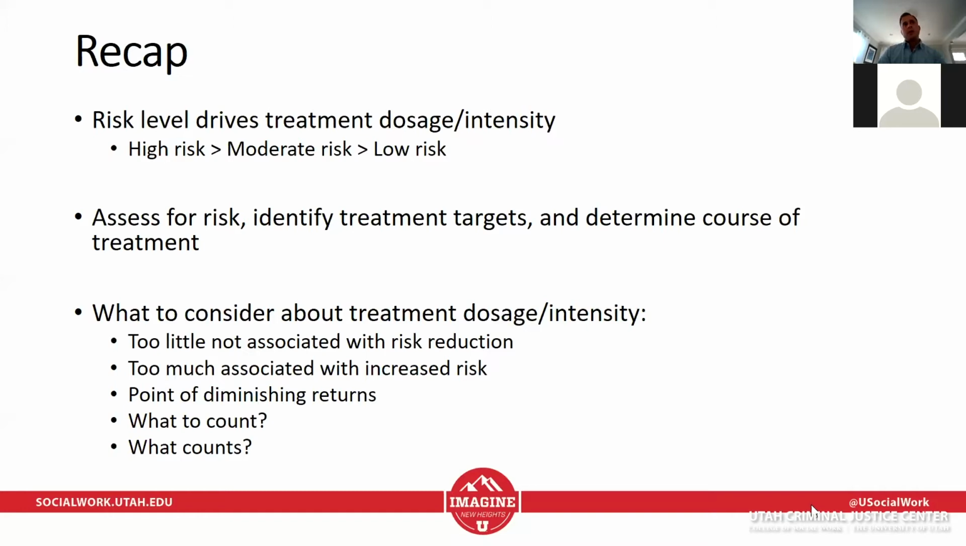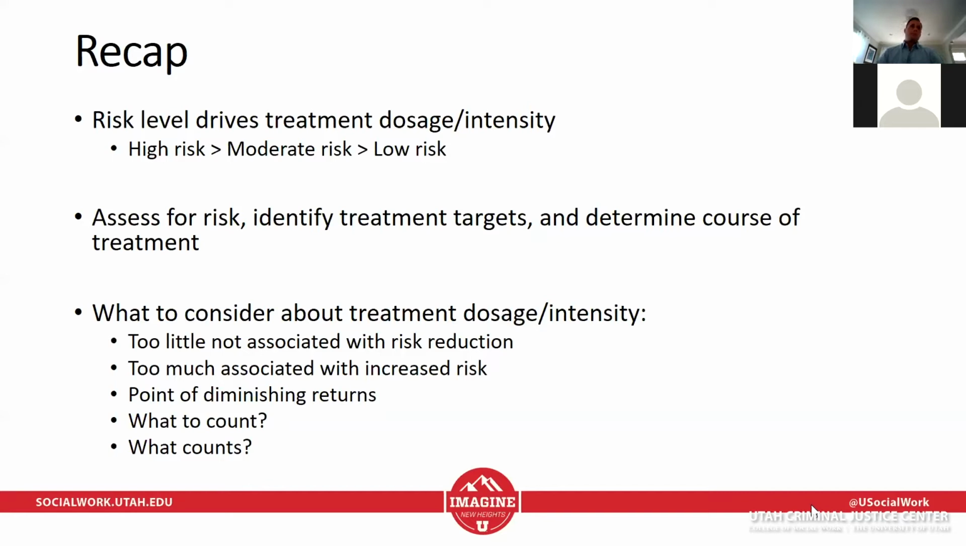So just as a quick recap here, what we know based on the research on the risk-need-responsivity model is that risk level should drive treatment dosage, intensity, and then obviously treatment decisions in general. What we would expect is that high-risk individuals are receiving more intensive services than moderate risk, as well as low risk. And moderate and low risk shouldn't be receiving more intensive services than high-risk individuals.